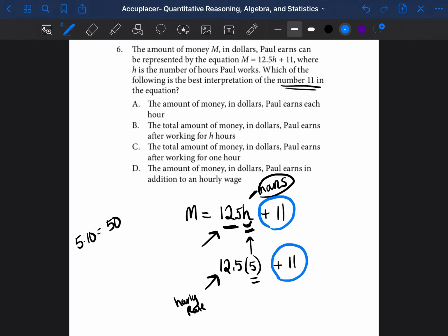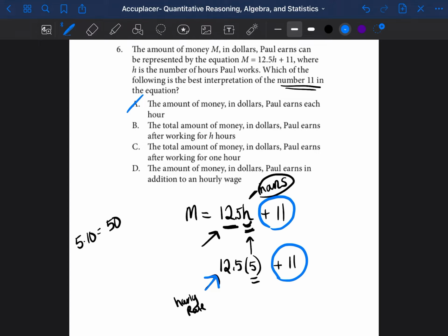So now let's go through the answer choices to see what answer kind of makes sense. So the first one says, does the 11 represent the amount of money in dollars Paul earns each hour? No, because you multiply the amount of money per hour times the hours. So $12.50 would be the amount he makes per hour, not the 11. Okay?